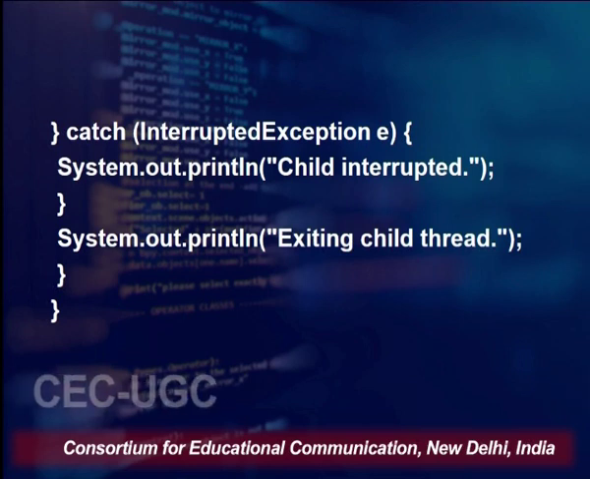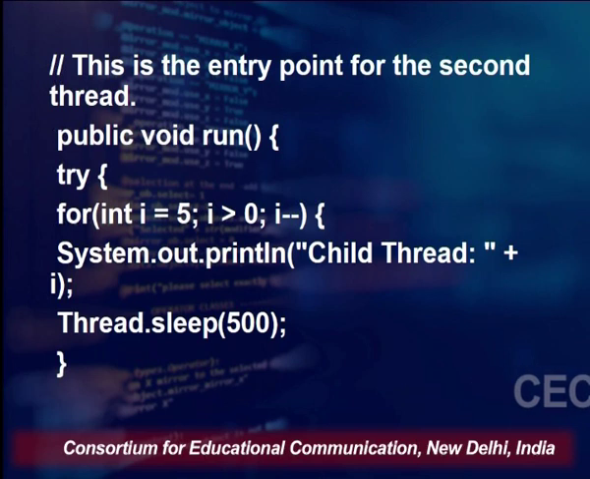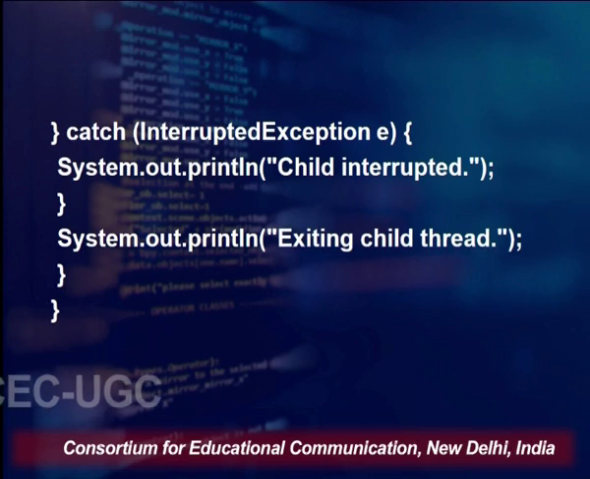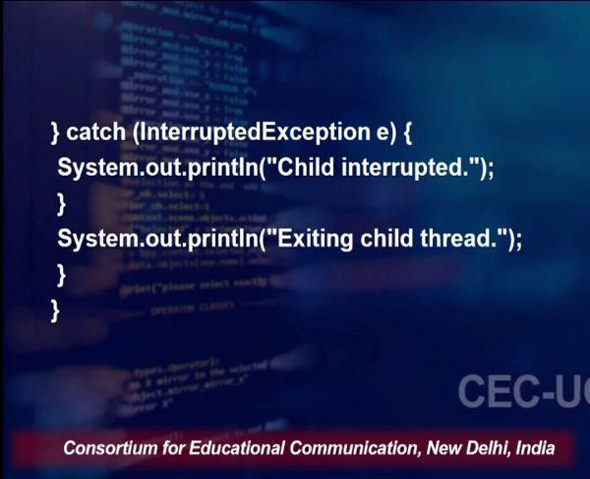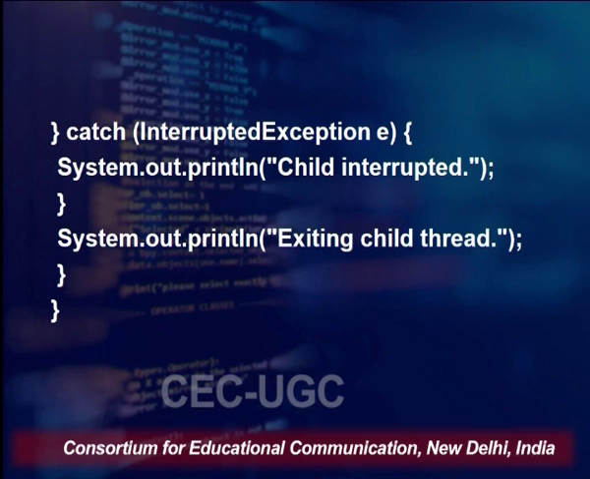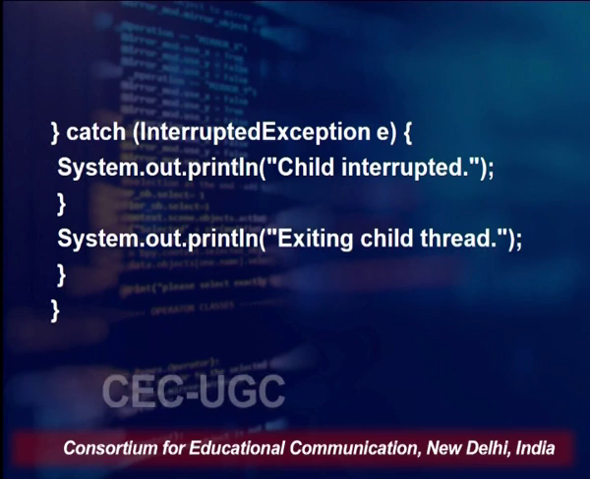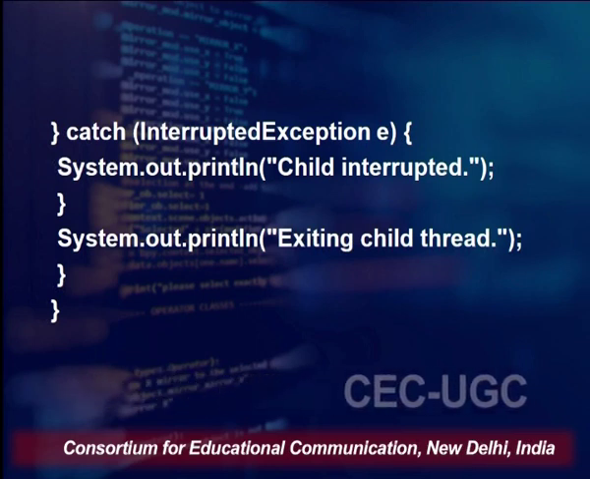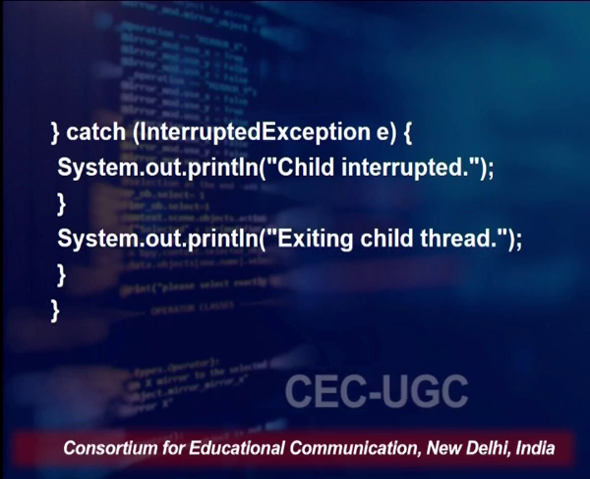That means the method which is called here, which is the sleep method, may throw an InterruptedException. That interrupted exception has to be handled with the help of the catch, and if it occurs, then we will say child interrupted. If this catch is not there, then this child interrupted will not be executed, and your program will directly exit by printing a statement, exiting the child thread. So, here the child thread will be exiting.